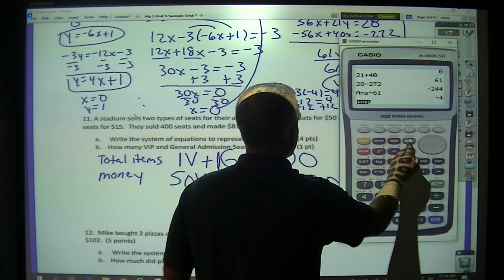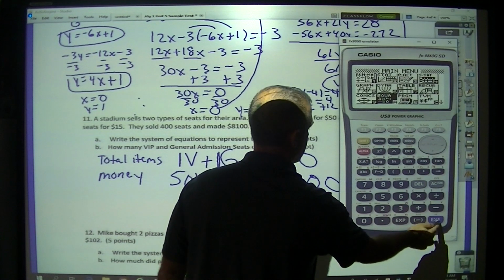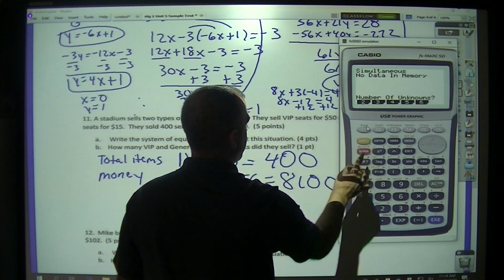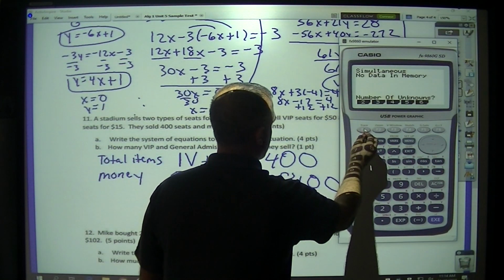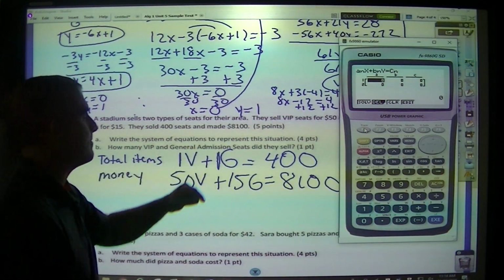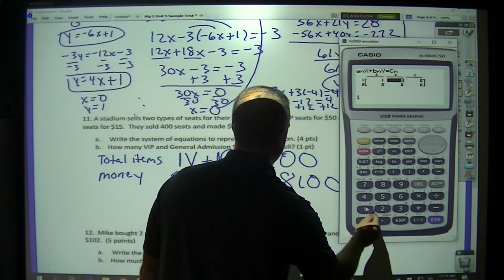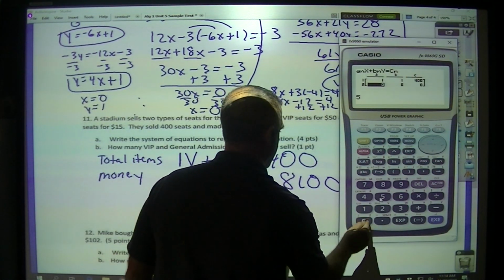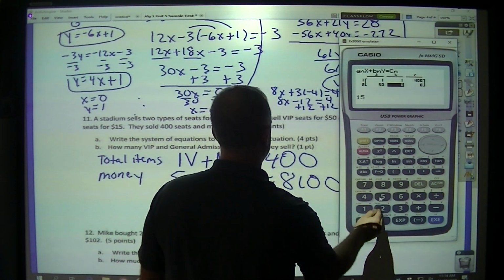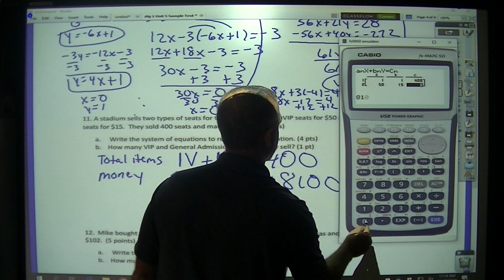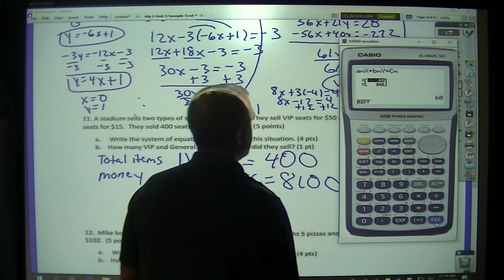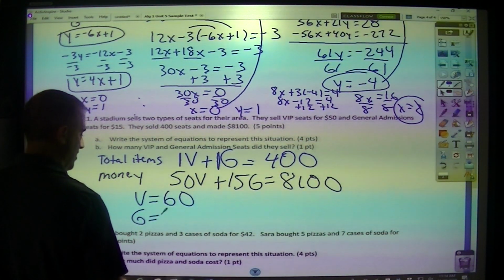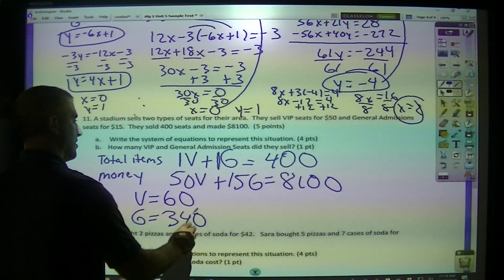Real easy. Go to Menu, and find this thing that says equal, and select it. You hit execute. We're going to do simultaneous, which is F1. We don't know 2 things, so we hit the 2. All we do is type these numbers across. 1, 1, 400. This row would be 50, 15, and 8,100. If you hit enter, the first letter V would be 60 seats, and the second letter G would be 340.